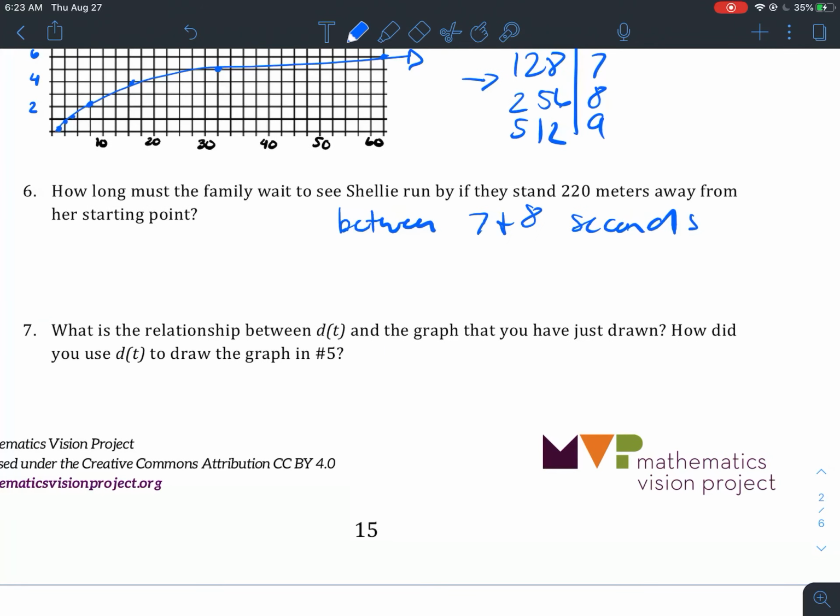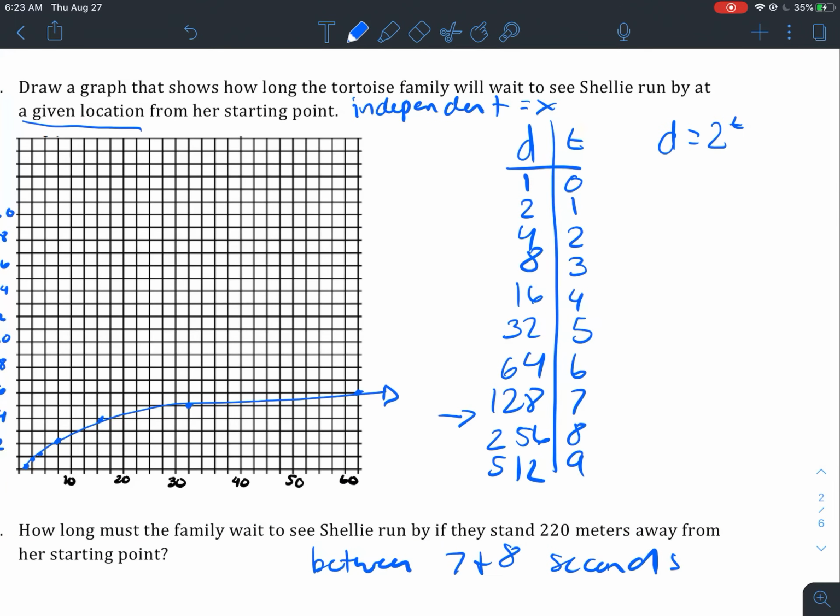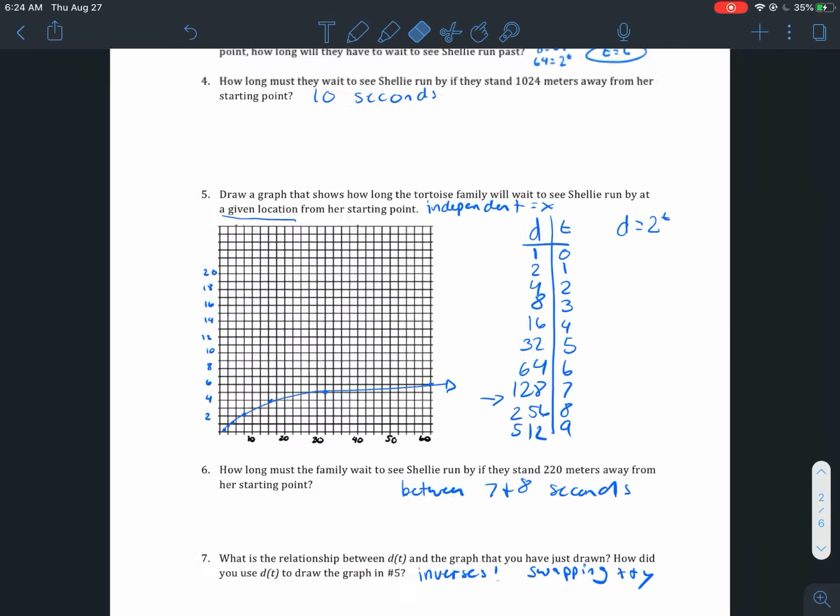So for number 7, it says, what is the relationship between d of t and the graph that you have just drawn? How did you use d of t to draw the graph in number 5? So the relationship is going to be that they are inverses. Right, we just talked about their inverses, and we created that graph by swapping x and y, right? So this used to be the x value, this used to be the y value, and we swapped them. We made this the x value, right? We plotted those points on the x-axis, and this was our y value.